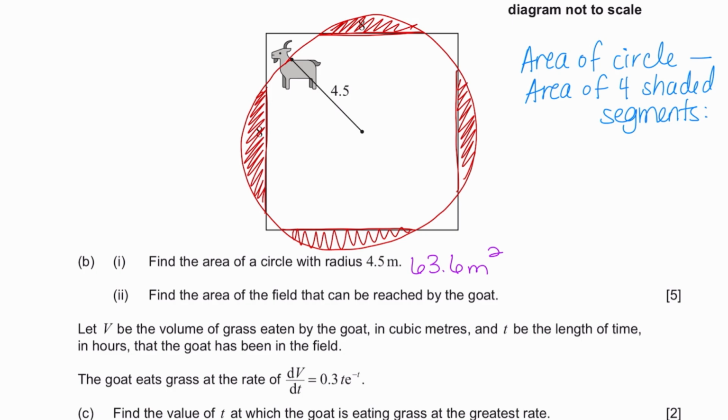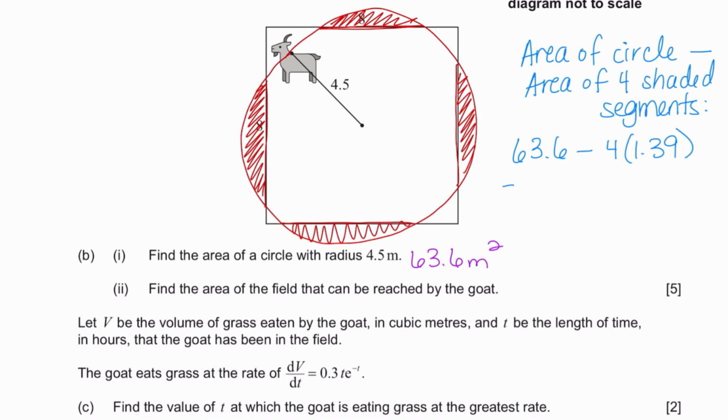So here, the area of the circle, remember that you already found it from part 1. It's 63.6. You already found the area of that shaded segment from the previous part, 4 times 1.39. It's actually a very simple question because you already figured this out in pieces prior to this part of the question. But again, it's the connecting of the pieces that gave a lot of the students a really hard time.